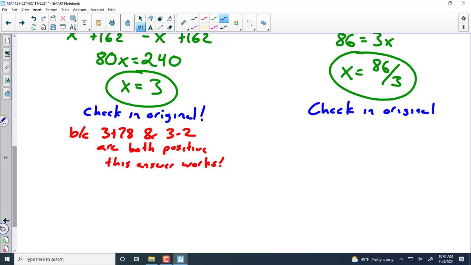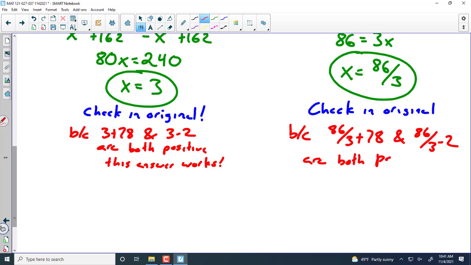So we check the answer. And for this one, because 86 thirds plus 78 and 86 thirds minus 2 are both positive, this answer works.